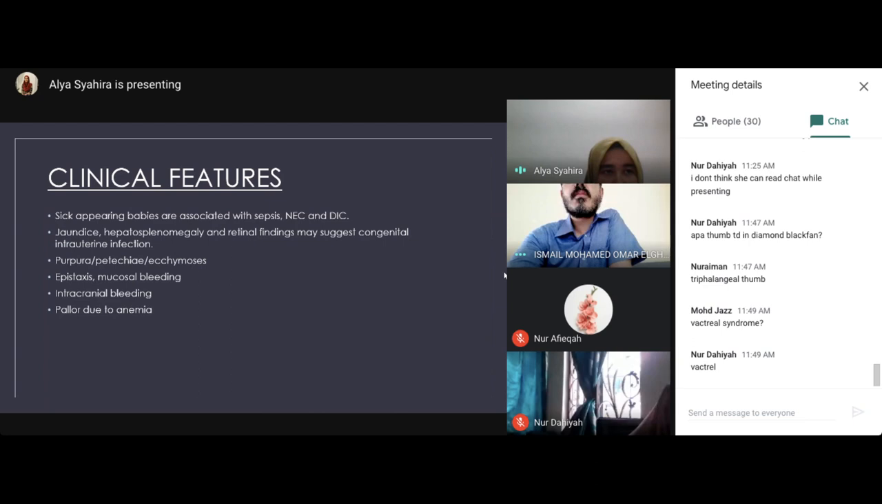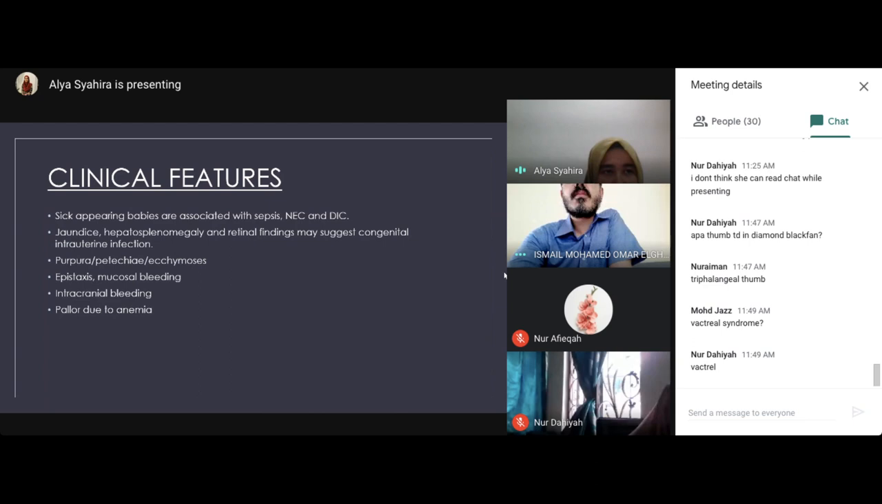or ecchymosis. Petechiae are about 1 to 3 millimeter, purpura more than 3 millimeter, and ecchymosis more than 1 centimeter basically. And in severe cases, if the baby has spontaneous bleeding, the baby might also present with epistaxis or mucosal bleeding. We also need to look for any signs and symptoms of intracranial bleeding like vomiting, seizure, lethargy, confusion or extreme irritability in the infant. And if the baby develops anemia complicated from the bleeding, the baby might appear pale.